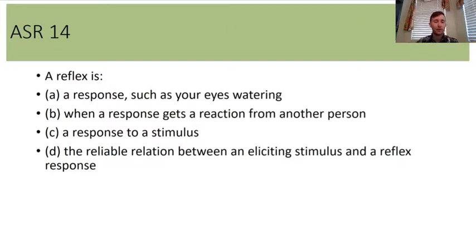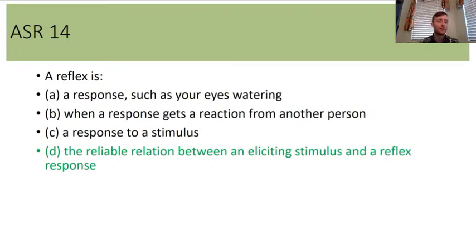Alright, I'll go ahead and close the poll, and the answer here is D, the reliable relation between an eliciting stimulus and a reflex response. So a response to a stimulus, answer C, could refer to respondent behavior or operant behavior. We can't be sure because it's not specified what kind of stimulus. In other words, the function of the stimulus is not mentioned there.